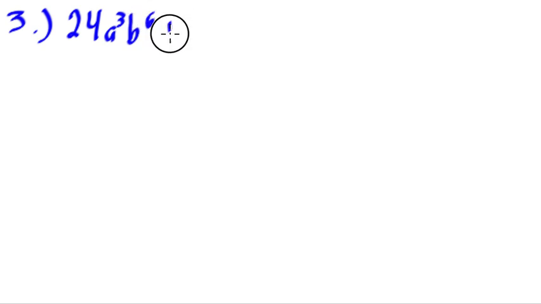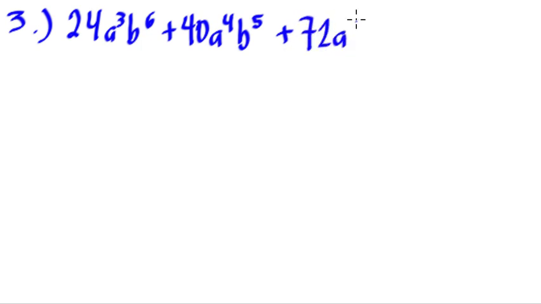For number 3, what is given here is 24a cubed b to the 6th plus 40a to the 4th b to the 5th plus 72a to the 7th b to the 7th. Now following this procedure, what do we have? I think we can use the CMF, the common monomial factoring.